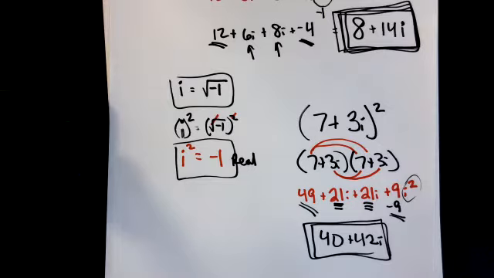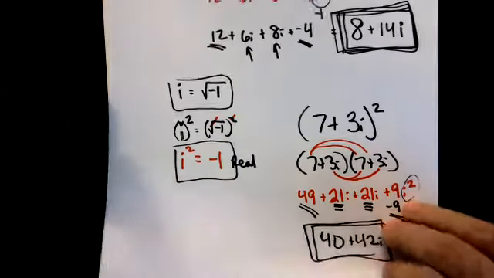Now, last but not least, this part actually goes with what we're going to talk about in 7.5, but I can go ahead and introduce it here, and then we'll kind of reinforce it when we get to 7.5. But division. Division of complex numbers gets kind of wonky.